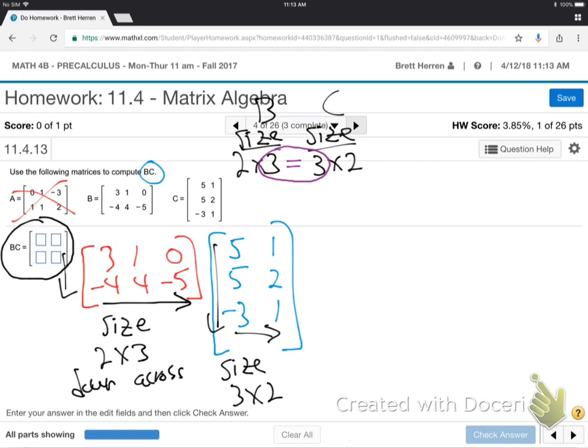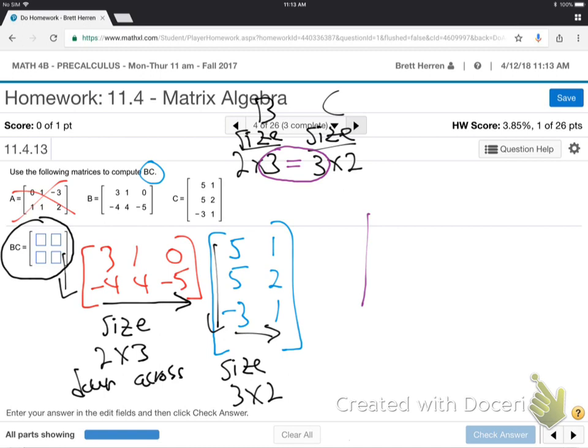When you're multiplying two matrices, the two inside size numbers must be equal, or you're not allowed to multiply those matrices. That's weird. That means we can multiply matrices of different sizes. That also means in some cases you cannot multiply two matrices that are the same size. Did you catch that phrase?